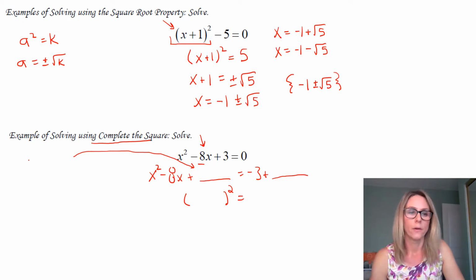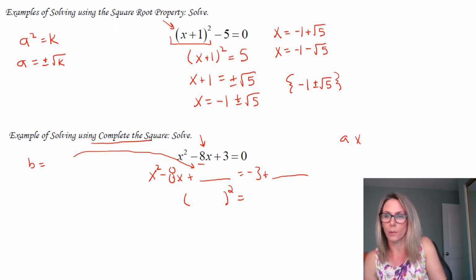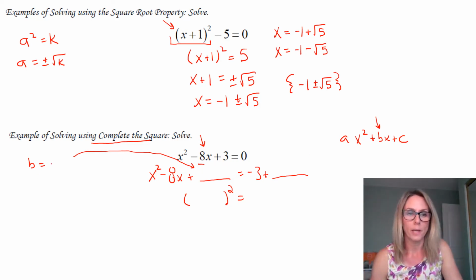It is figuring out what your b is. When we're dealing with quadratics, this is how we look at them: ax squared plus bx plus c. So b is the coefficient of the middle term. So b in our case is -8. Then we take half of b. That's not too bad.